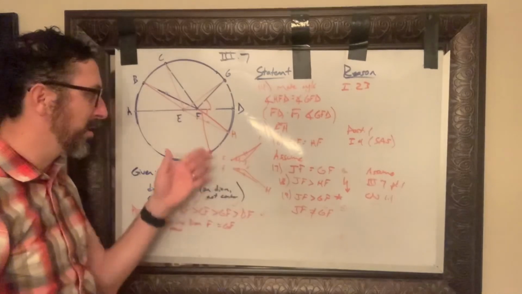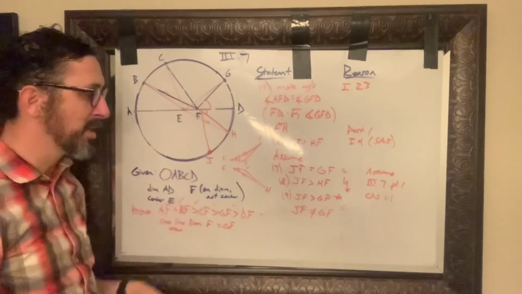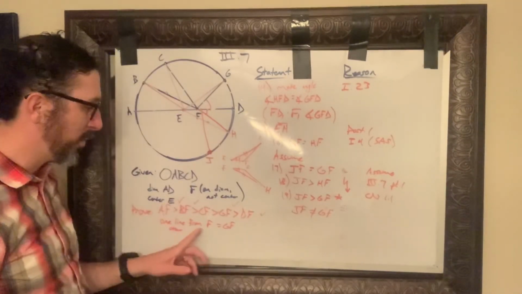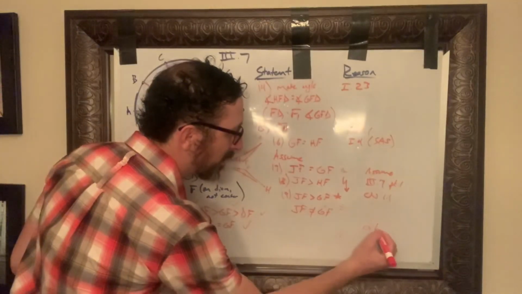I could do the same thing no matter where I put this point, on this side of H or on that side of H, above or below the diameter. And so what that means is that there's only one line from F that's equal to GF. So that's the end, Q.E.D.